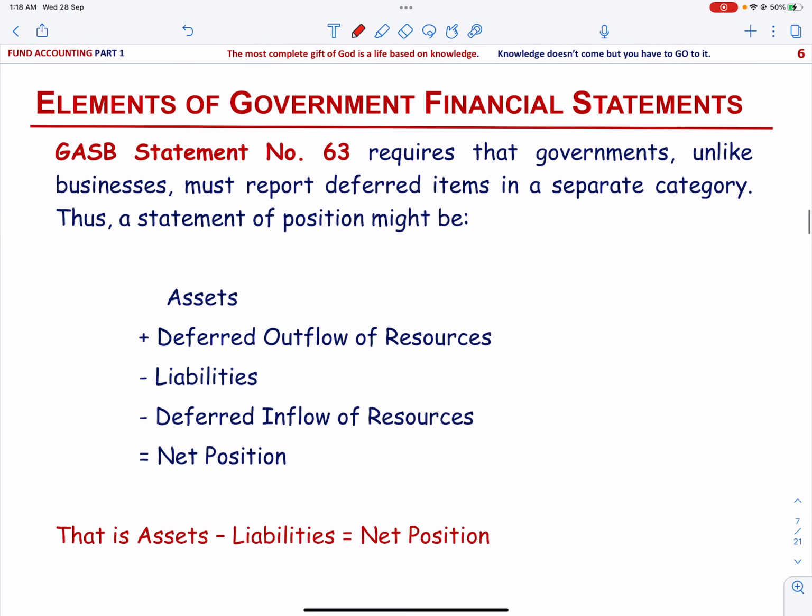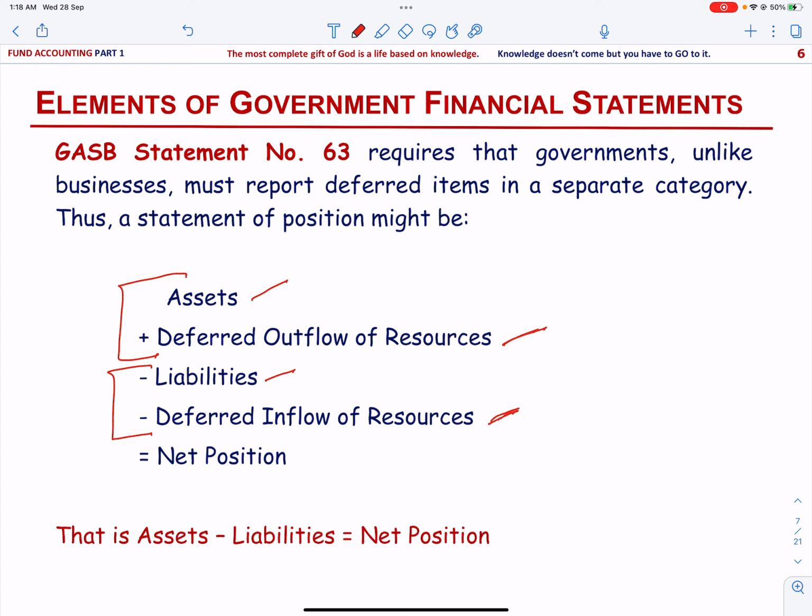GASB Statement number 63 requires that governments, unlike businesses, must report deferred items in a separate category. Thus a statement of position might be assets plus deferred outflow of resources, this is similar to assets, minus liabilities minus deferred inflow of resources, this is similar to liabilities, is equal to net position. So total assets minus total liabilities is equal to net position.